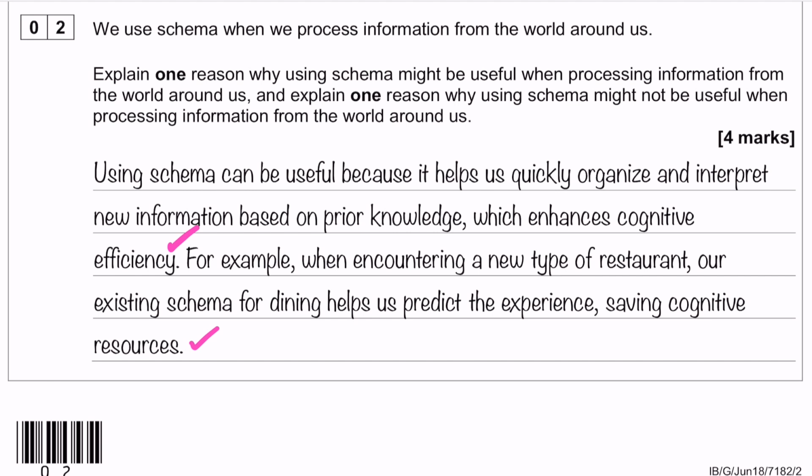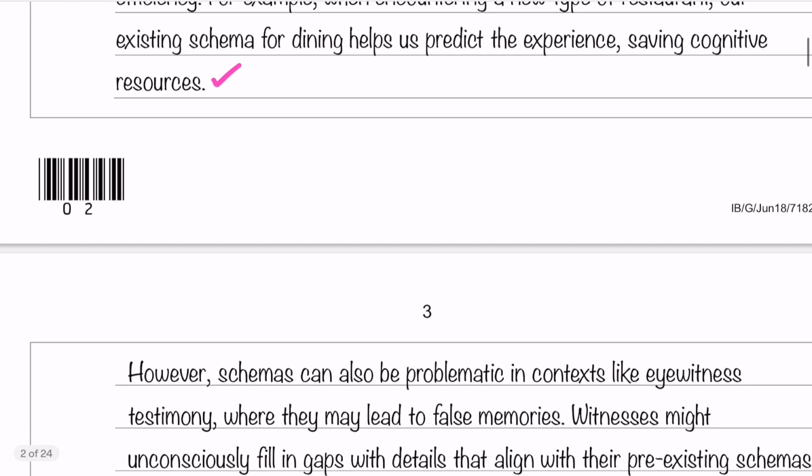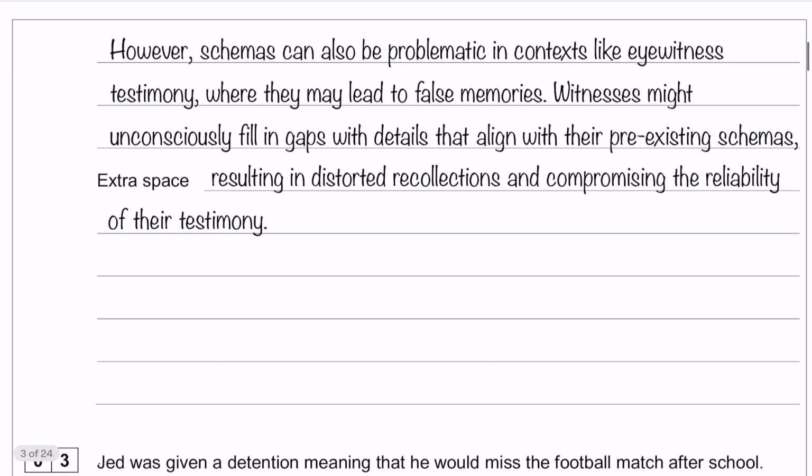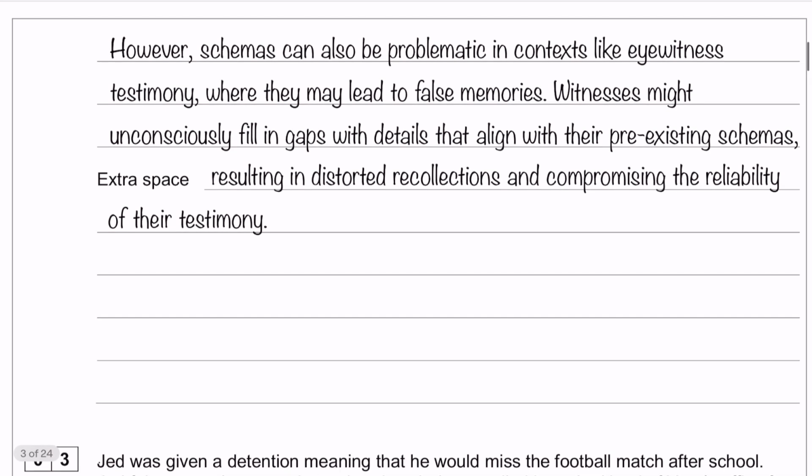Okay, you can use any example that you want. You can do something like a university open day or a wedding, or going to a concert, whatever it might be, but make sure the example that you use is relevant to the reason that you've given. Okay, so there's my first 2 marks. And then scrolling down just a little bit, we have our downside. So, however, schemas can also be problematic in contexts like eyewitness testimony, where they may lead to false memories.